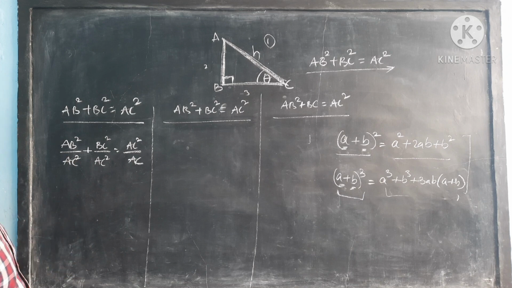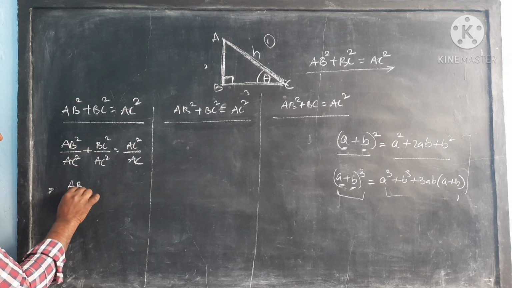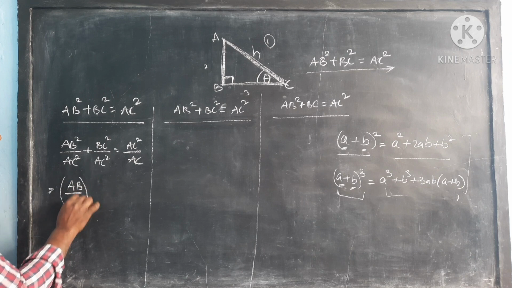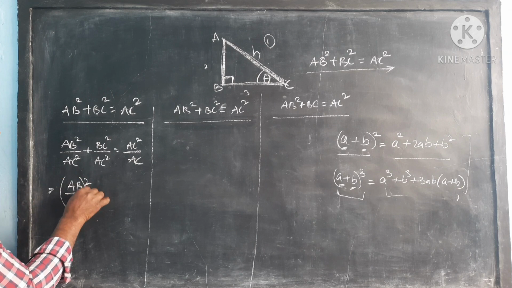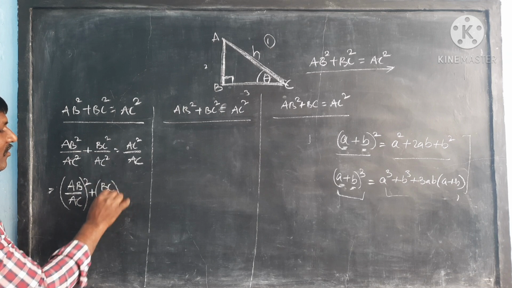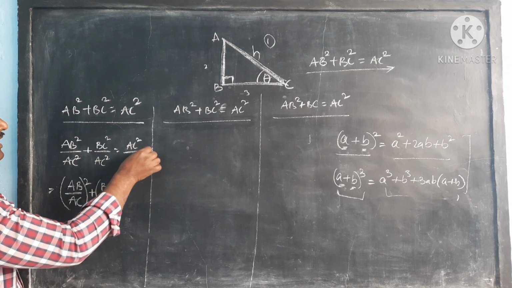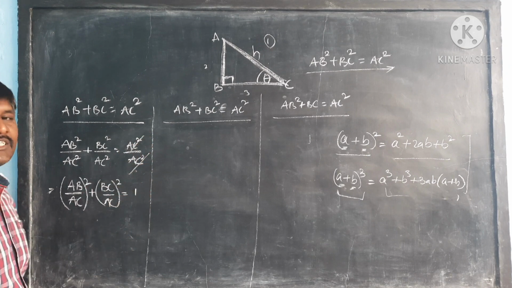Because here I have done dividing AC square to each term of the above equation. Now we can get AB square by AC square, which can be written as (AB by AC) whole square, plus (BC by AC) whole square is equal to, you can cancel this AC square by AC square, then the result is 1.